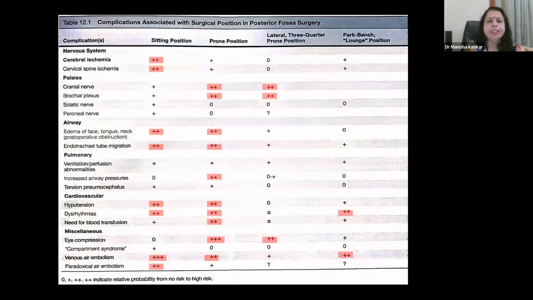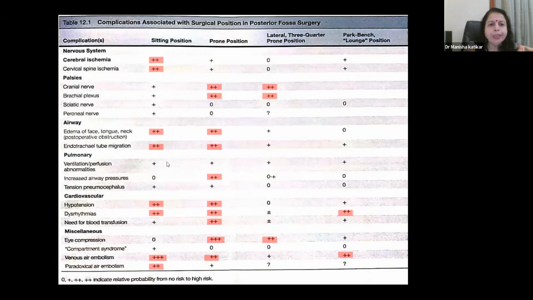These are the various positions usually used in a neurosurgical patient: a sitting position, a prone position, a three-quarter prone position, a lateral position, or a park bench or lounge position. If you look at the complications, in the sitting position the complications of cerebral ischemia are the maximum. Neurological injuries, like cranial nerve and brachial plexus injury, are more common with the prone position as well as the lateral position. Airway complications like endotracheal tube migration, edema of the face, tongue, and neck, and respiratory obstruction can occur in the sitting position as well as in the prone position.